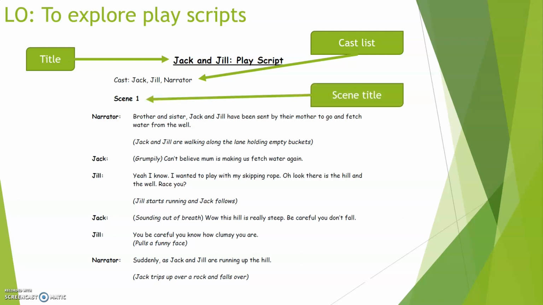The next bit is the scene title. Different performances are broken up into scenes, where you have one bit of the action, then it moves to another bit, then another bit. The scene title just tells anyone who's reading the play script which scene it is they're looking at. The next main feature is the character name.